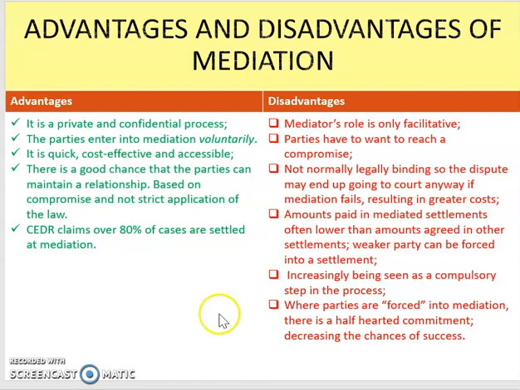In terms of advantages, it's private. I mean, you have got your third party involved, but apart from that, it's a private and a confidential process.